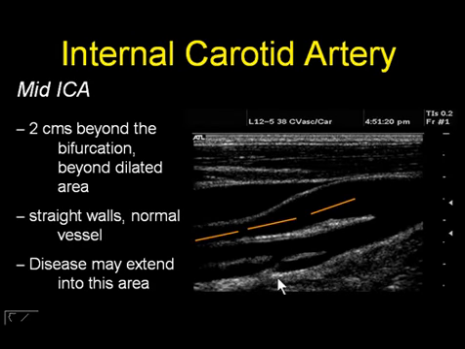The mid-internal carotid artery, of course, the examination is carried on throughout the whole portion of the extracranial carotid, but we define the mid portion of the internal carotid artery as that area about 2 cms beyond the bifurcation. Typically beyond that dilated area, the vessel walls tend to be straight and tend to be a little bit more normal diameter. In some cases, disease may extend out into this area, but in my experience, it's unusual to find a patient who has disease that involves only the mid and distal portions of the internal carotid artery, in the absence of disease in other areas of the extracranial carotid artery vasculature.